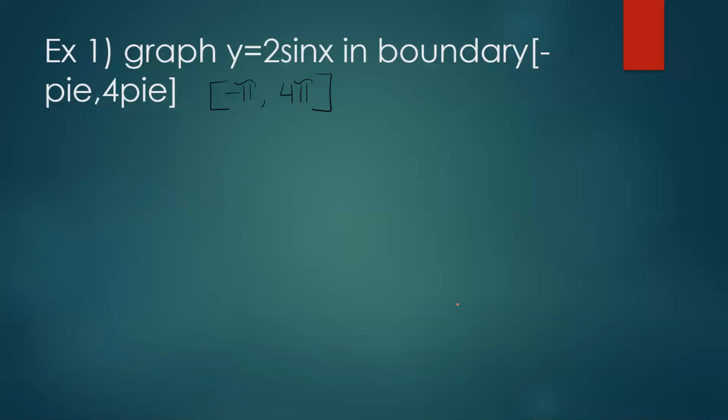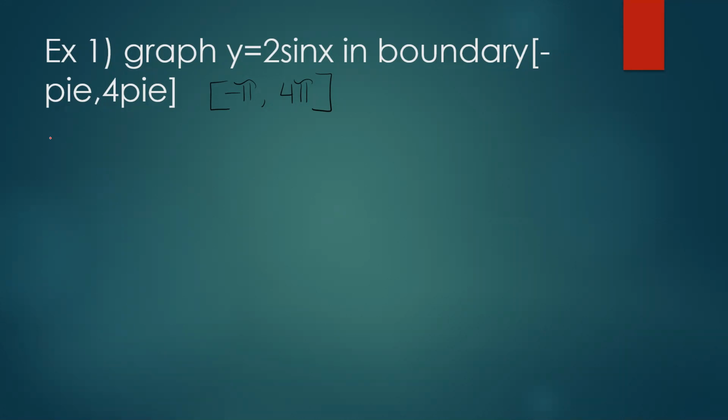So example 1 says graph y equals 2 sine x in the boundary. I wrote it in the boundary from -pi to 4 pi. So we actually have a boundary, -pi to 4 pi, so we have to follow that boundary. So it's a sine graph. What do we know about sine graphs? It usually starts at the origin.